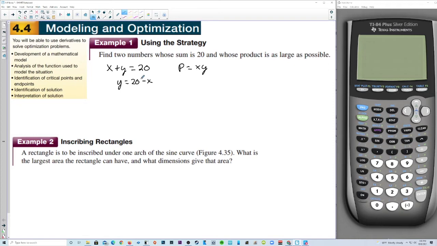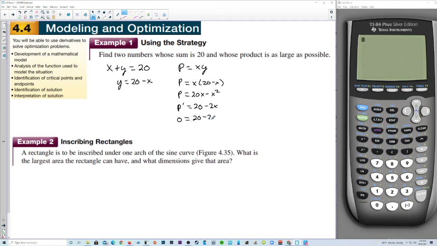Now I'll plug 20 minus x in for y over here. Now the product is x times 20 minus x. Let's distribute. So we have 20x minus x squared. And now we'll take the derivative, and we can just use the power rule. So 20 minus 2x. Now we're going to set that derivative equal to 0 because that's where minimums and maximums can happen when the derivative is 0.